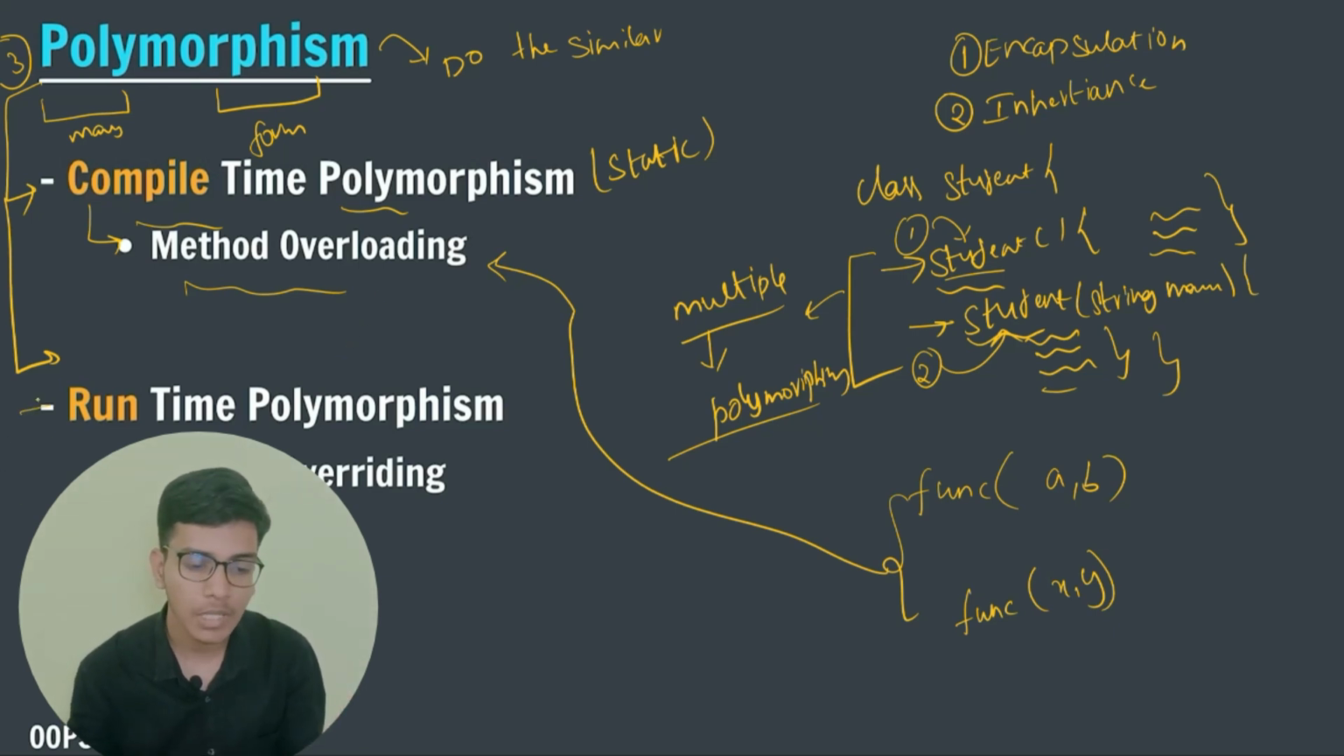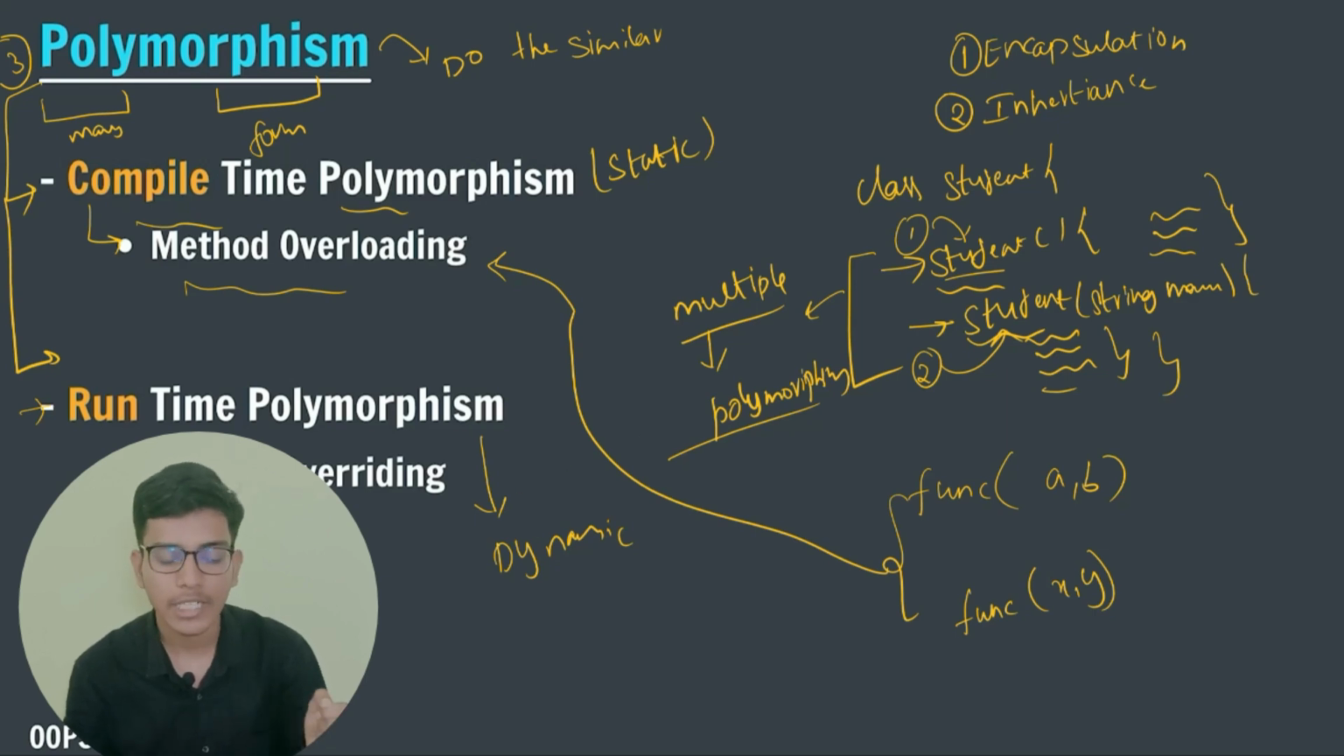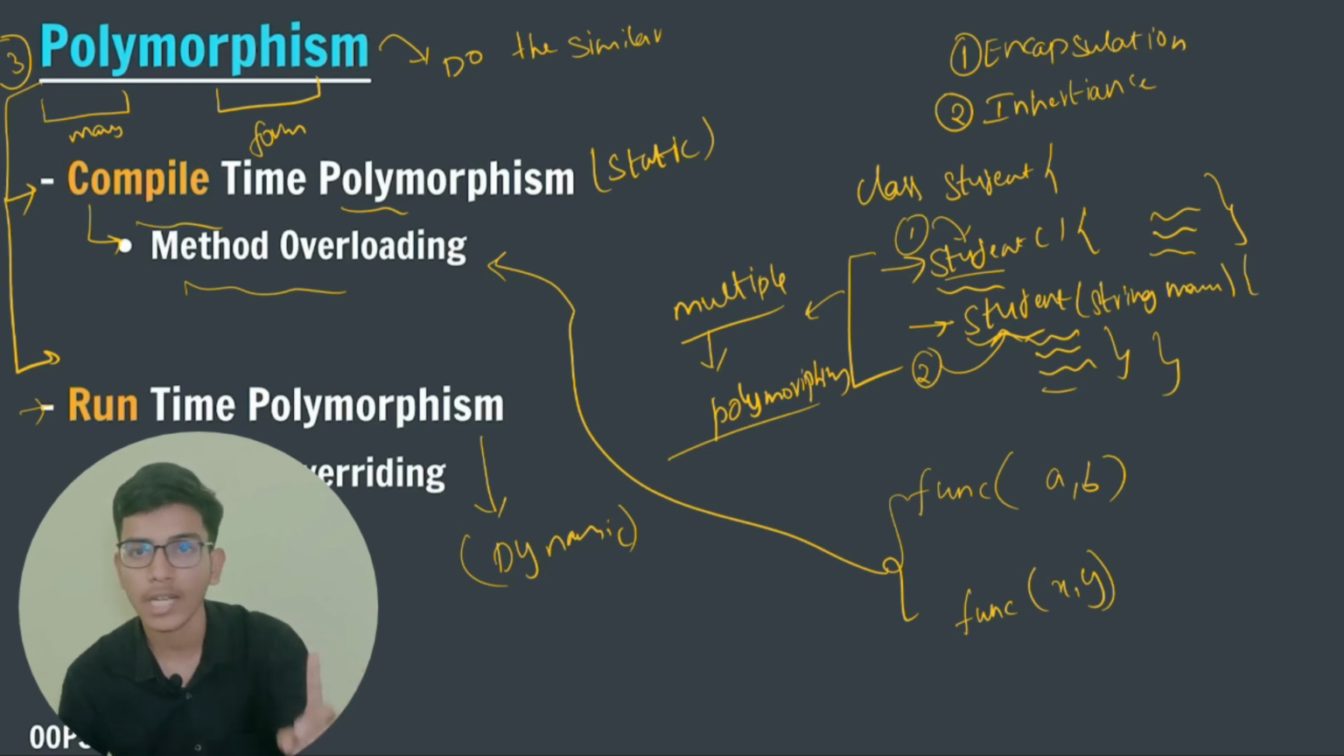Another type is runtime polymorphism. This is dynamic polymorphism. Compile-time polymorphism is static and runtime polymorphism is dynamic. So this will take place at runtime. When the code is running, at that time our dynamic polymorphism takes place. The example of this is method overriding. We will study method overloading, overriding, and all those things in detail.